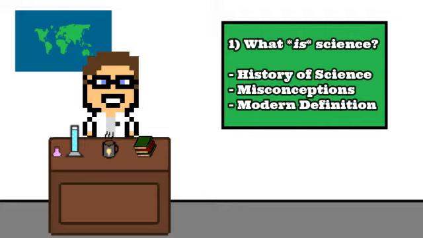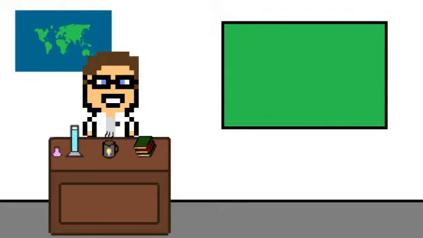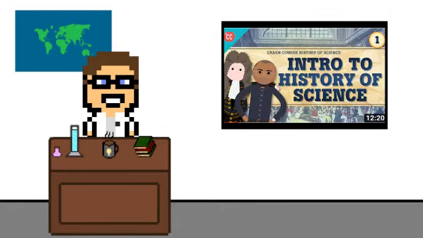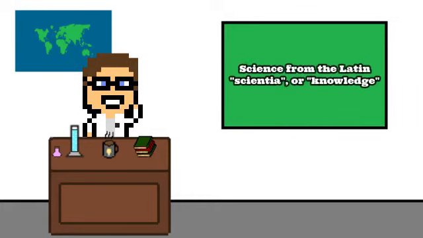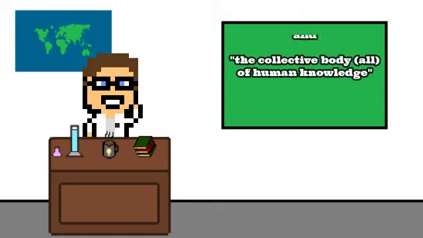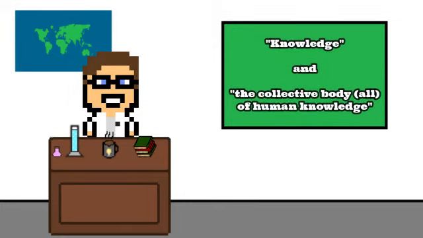So, in order for us to understand the philosophy of science, let's take a look at a little bit of the scientific history. Crash Course has an amazing series on the history of science, which I'll link here, but let's just build a baseline understanding here. The word science comes from the Latin scientia, meaning knowledge, and entered English via Old French, meaning both knowledge and the collective body of human knowledge.